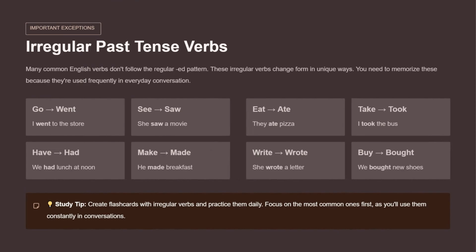Let's focus on some important exceptions. Irregular past tense verbs. Many common English verbs do not follow the regular ed pattern. These irregular verbs change form in unique ways. You need to memorize these because they're used frequently in everyday conversation.